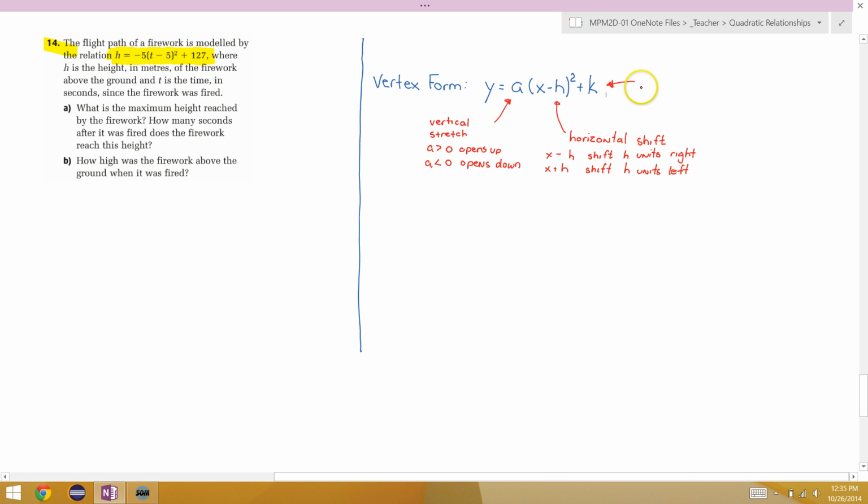k is what's called the vertical shift. So if k is greater than 0, we shift up. If k is less than 0, we shift down.